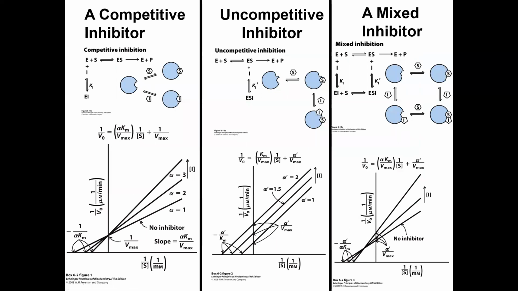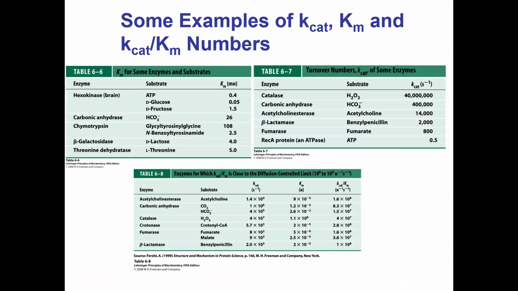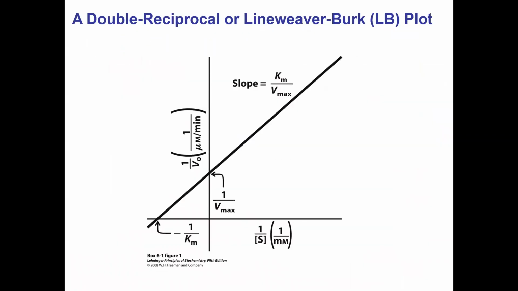So, is there any way to do experiments and figure out if we have a competitive inhibitor, an uncompetitive inhibitor, or a mixed inhibitor? The answer is yes, using the double reciprocal plot in the presence of inhibitor. How do you do this? Very simple. Pay attention to what I'm saying. You know how this plot was generated, right? All you did was measure initial rates at different substrate concentrations.